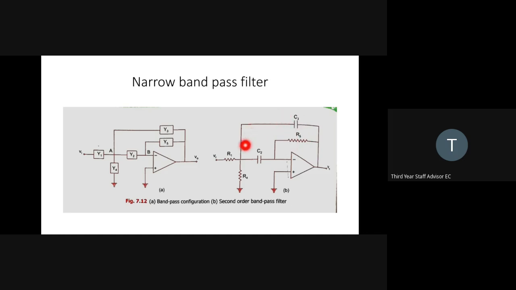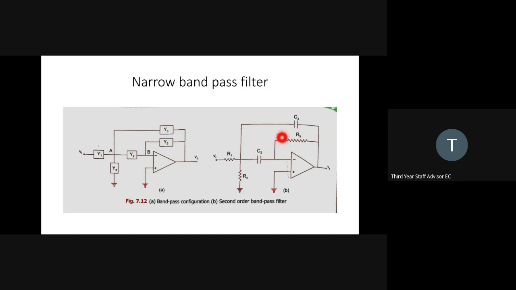So this is a bandpass filter, a combination of passive elements like resistors and capacitors. The input is given to the inverting terminal, with an RC element connected to it. You can see here clearly that the non-inverting terminal is grounded, okay?